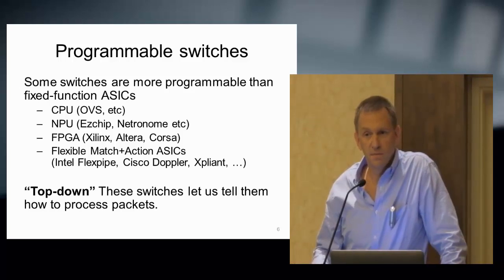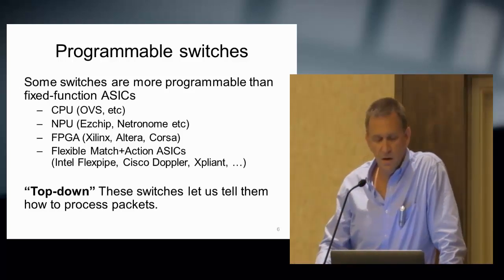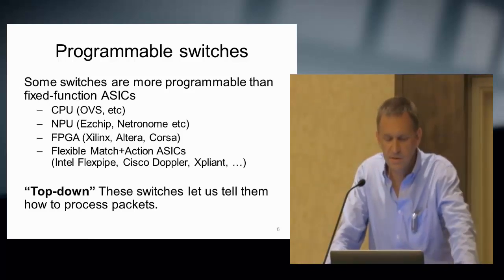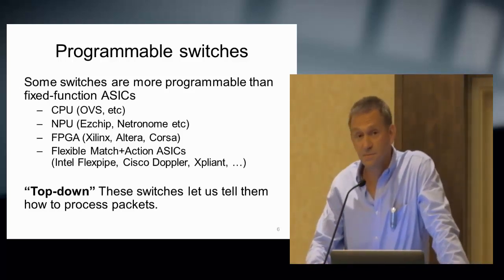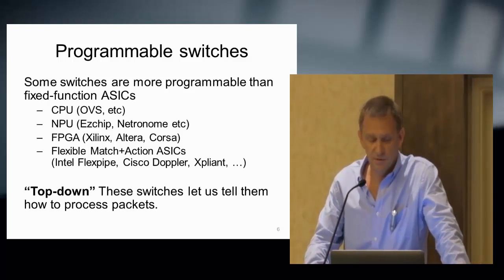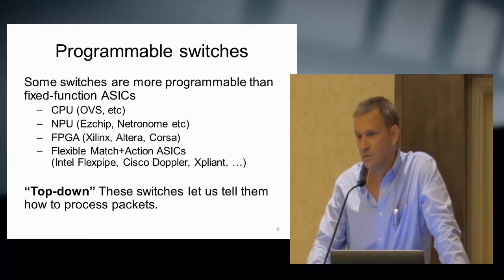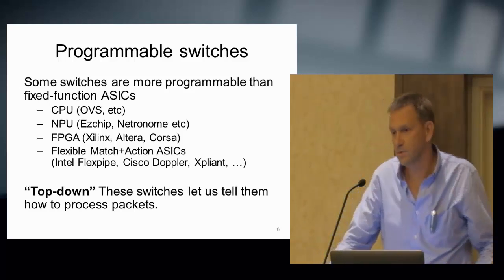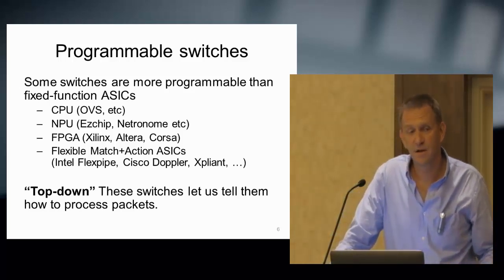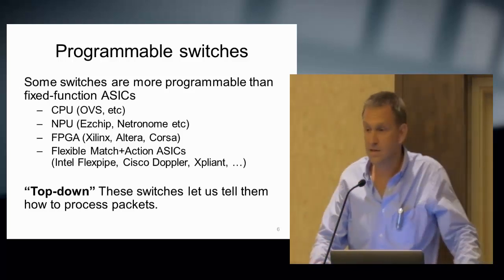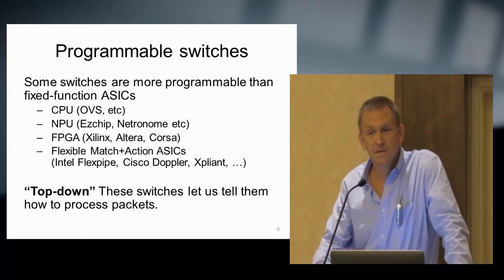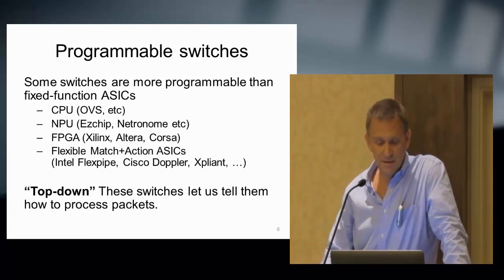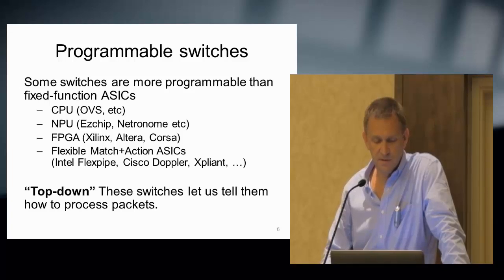So we're well used to this in computer systems and CPUs. We program them, and then we run the program. NPUs, it's pretty much like that, depending on what the NPU is. In FPGAs, you describe the behavior you want, and then so long as it'll fit, you're off and going. And there are more flexible match action ASICs that are just beginning to appear now. The Intel FlexPipe was obviously one of the first. Cisco has the Doppler chip that they use. There's XPliant, there's Barefoot, there's others that are doing similar types of activity.